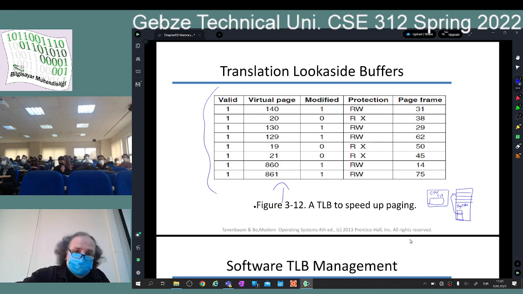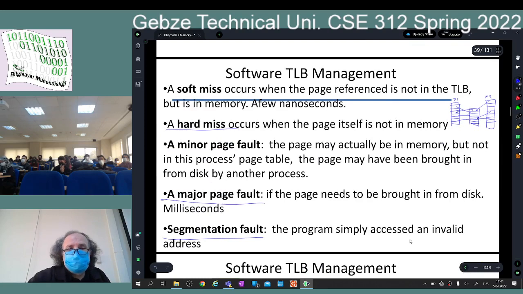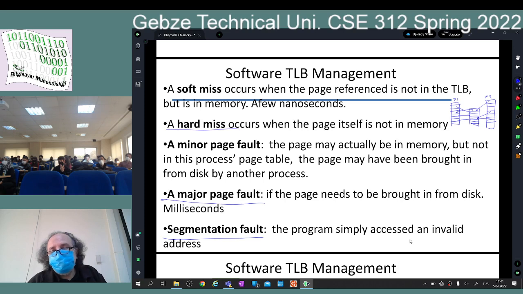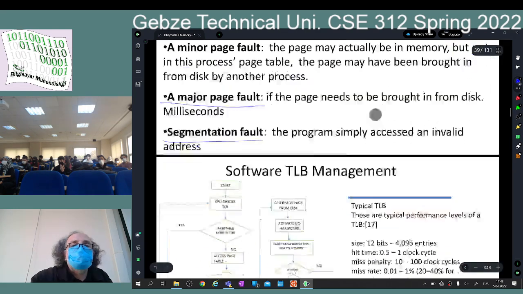Okay, good. So these are the definitions, and we are going to use them from time to time. You might ask, what is the difference between a hard miss and a major page fault? Well, I'm not saying that these are different definitions. Soft miss, hard miss and major page fault, their definitions kind of overlap. Sometimes they explain the same thing. So these are the terms that are used in the operating systems world, and we gave them to you now.